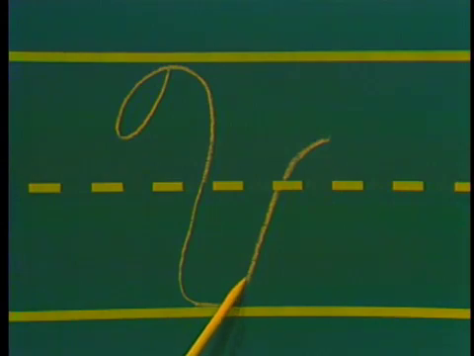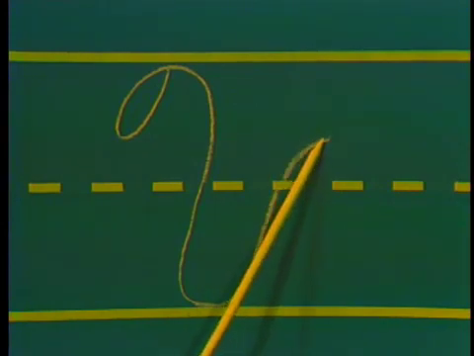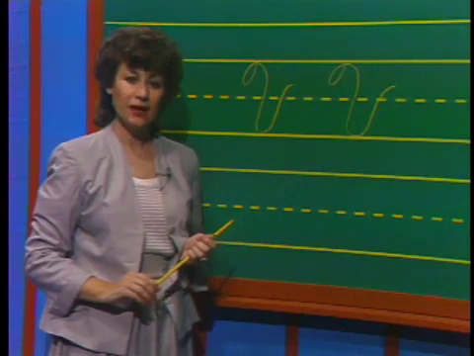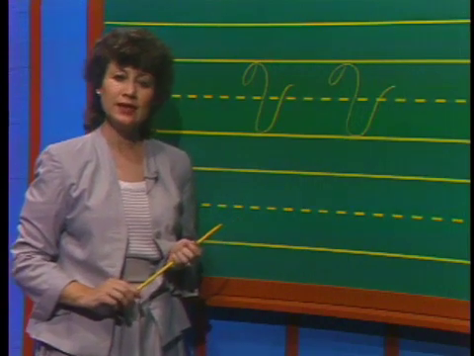undercurve touches the baseline, then back up with a little curve out for the finish. Watch now as this letter is used in the state of Virginia. First, the capital letter V. Notice it is not connected with the rest of the word.